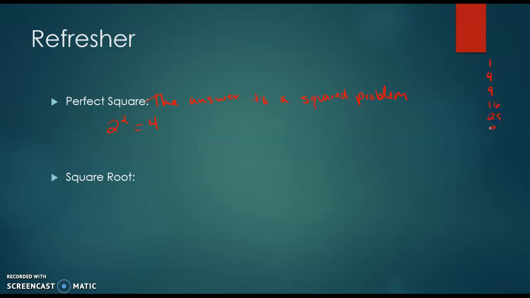16, 25, 36, 49, 64, 81, 100, 121, 144, 169, 196, 225, 16 squared is, I think it's 256. But I definitely know 1 through 15 off the top of my head. Those are perfect squares. It'll help you if you start to also know these. That just is one of those math facts that helps make things go faster.